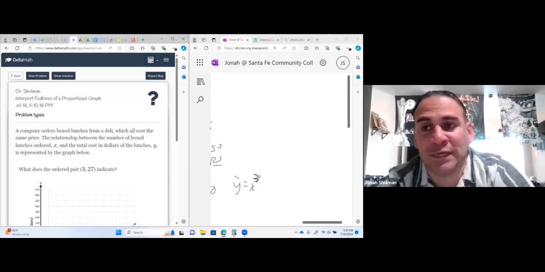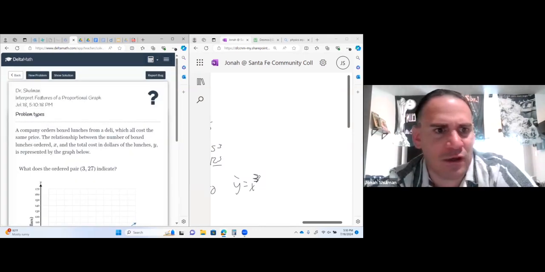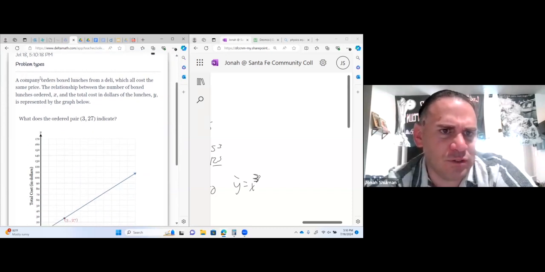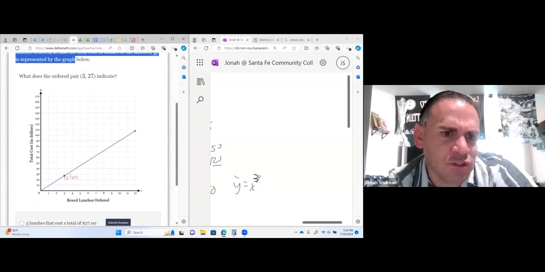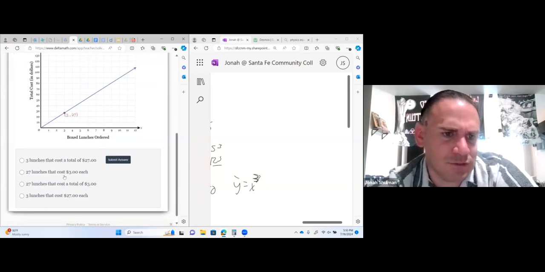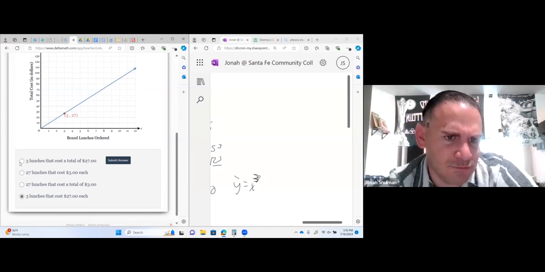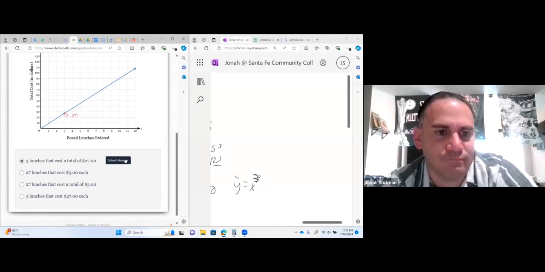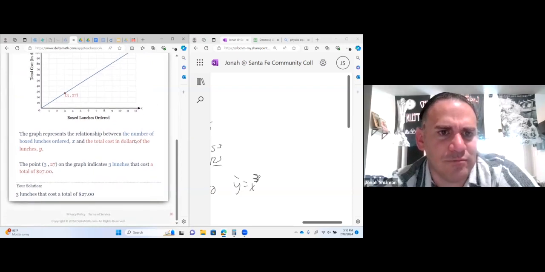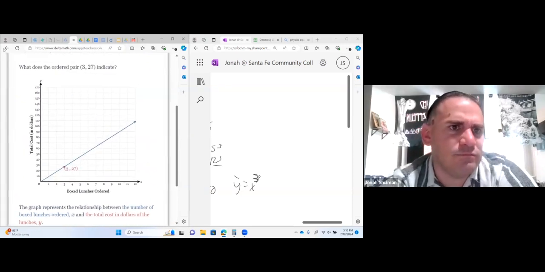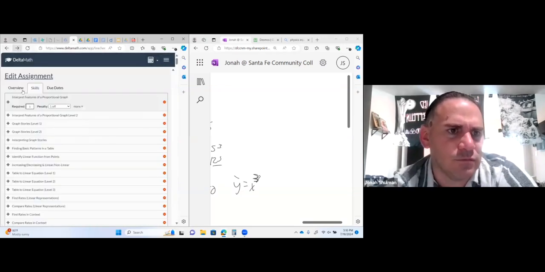All right, let's understand linear stuff with lines from different ways. A company orders box lunches from a deli, which all cost the same price. The relationship between the number of box lunches, X, and the cost is Y. So what does this mean? This means if I sold 3 box lunches, it's going to cost me $27. No, not each. Total $27. Nice. X is the input. Y is the output. Nice, easy way to start.